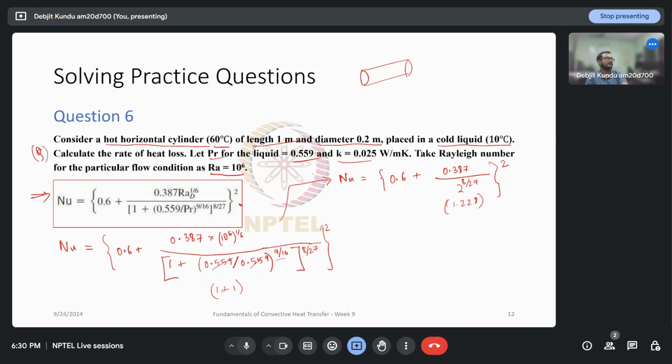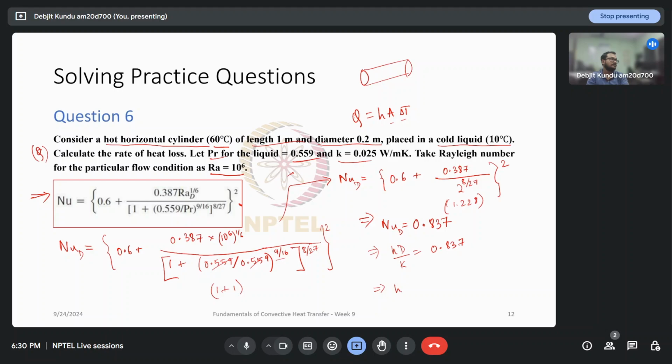So finally, the Nusselt number is coming out to be 0.837. Okay, and now for Q, I need h A delta T. Delta T I know, A I can calculate from the geometry, h needs to be found out, and this is the Nusselt number with respect to diameter. So Nusselt number with respect to diameter is hD by k, which is equal to 0.837.